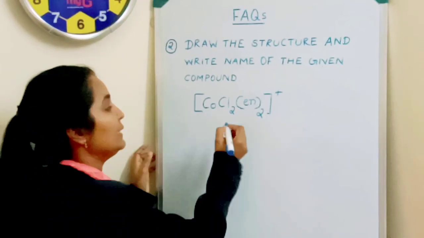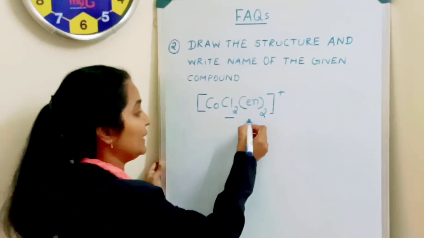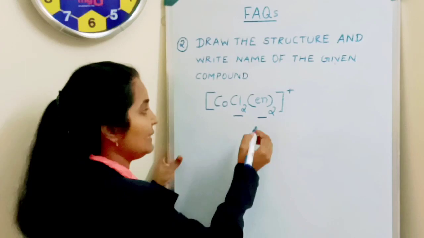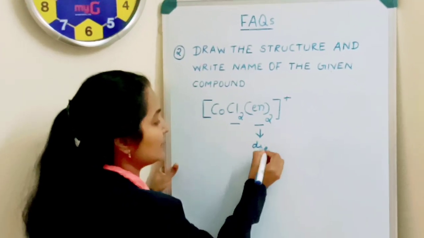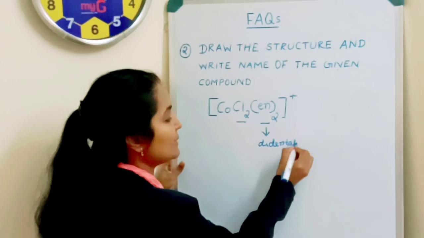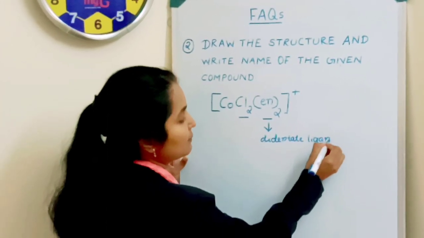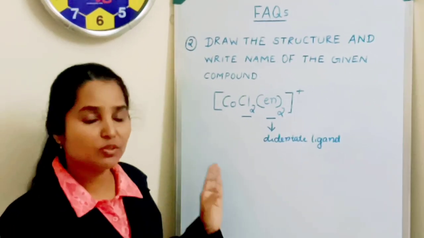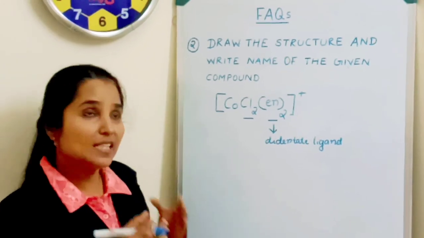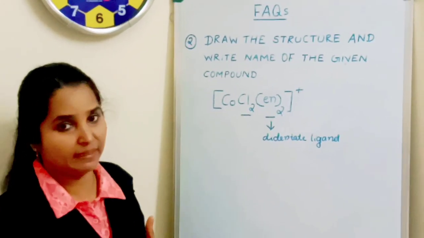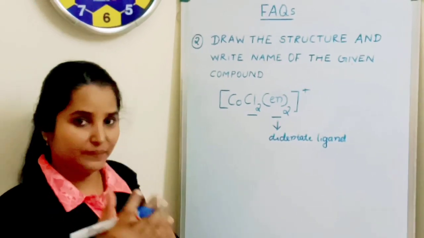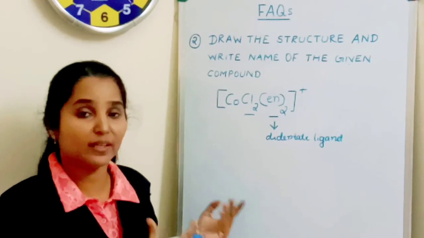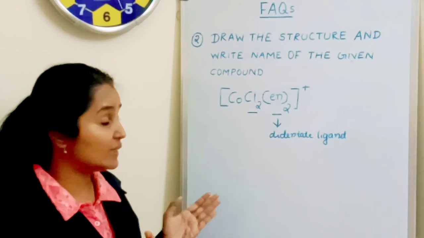So let's see here. We have a Cl ligand and we have en, the ethane-1,2-diamine ligand. What you have to be clear about is that ethane-1,2-diamine is a didentate ligand. What does it mean? It means one ethane-1,2-diamine has 2 donor atoms. In coordination number, we are actually counting the number of donor atoms, that is, how many atoms are able to provide electrons to the central metal ion, thus forming a coordinate covalent bond.